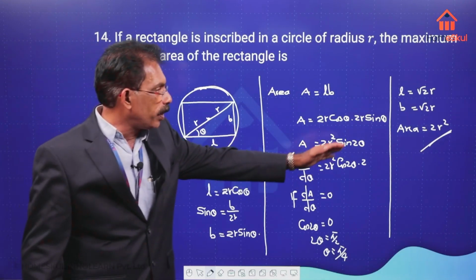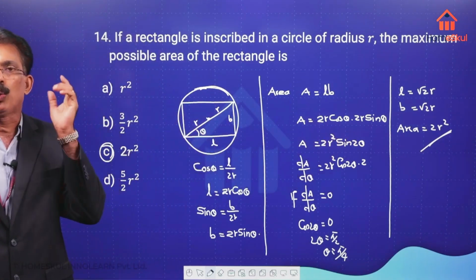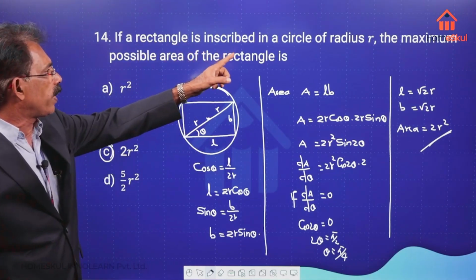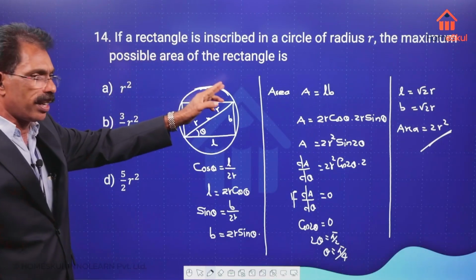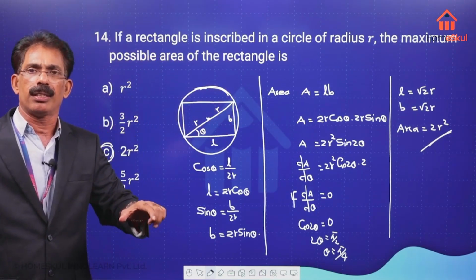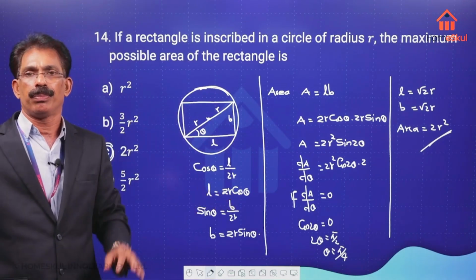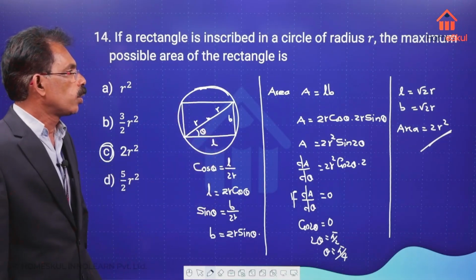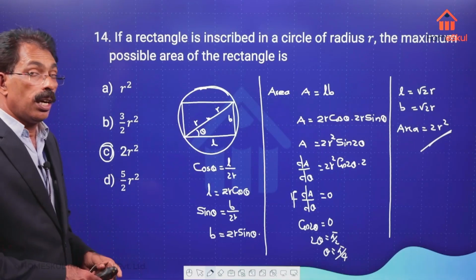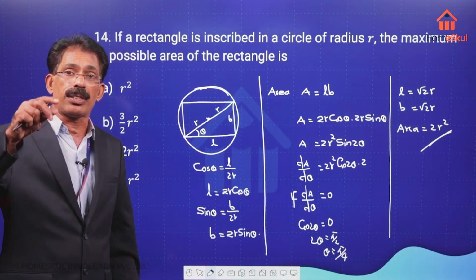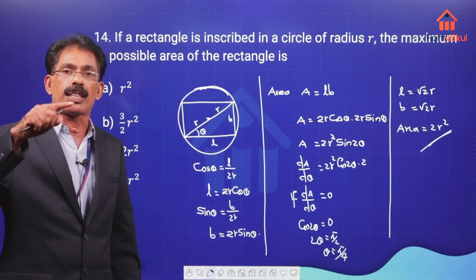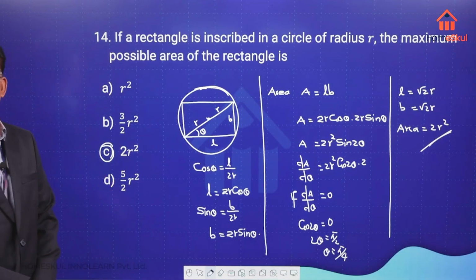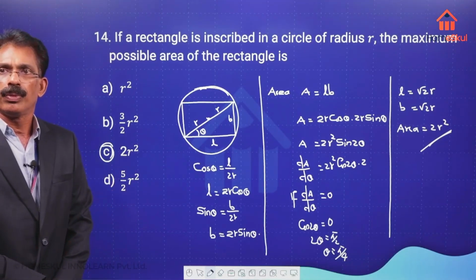That was the actual procedure, the theoretical method. In an entrance exam or an MCQ, at the first stage, when a rectangle is inscribed in a circle of radius r, the maximum possible area occurs when the rectangle becomes a square. The square means L and L are the same, so you can take the side as root 2r. How do we get root 2r? In the 8th standard we studied that for a square inscribed in a circle with radius r, the side is equal to root 2r. Here we can directly apply it. The area is equal to 2r square. Do you follow? Any doubt?